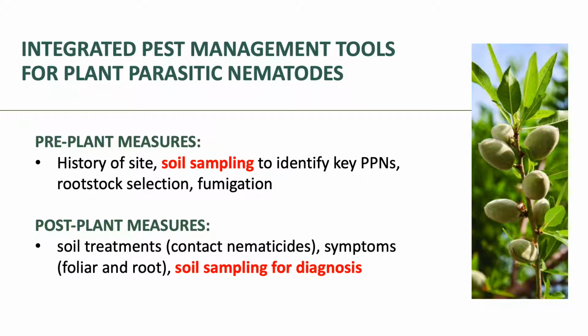There are key integrated pest management tools for plant parasitic nematodes, and this is by evaluating and examining pre-plant measures as well as post-plant measures. For pre-plant measures, it's very important to look at the history of the field site, soil sampling to identify the key plant parasitic nematodes in the field, as well as rootstock selection, and it's important for pre-treatment by fumigation. Post-plant measures are in regard to soil treatments, following up with contact nematicides and observing symptoms by looking at foliar as well as root symptoms, but also for post-plant measures, it's very key to soil sample for nematode diagnosis.